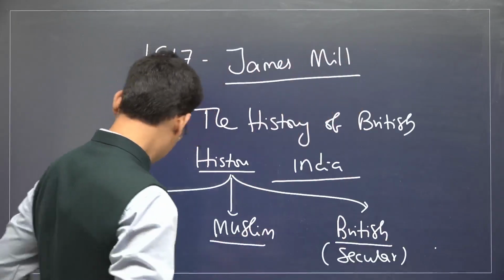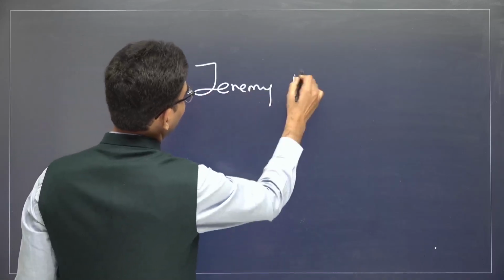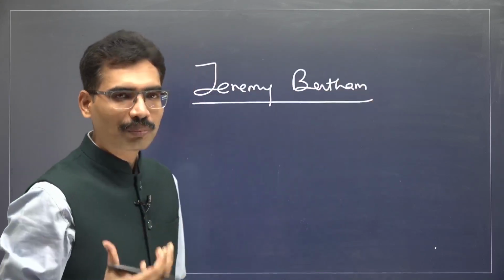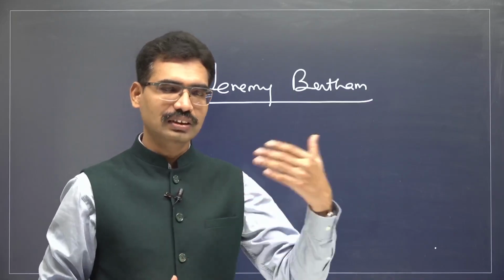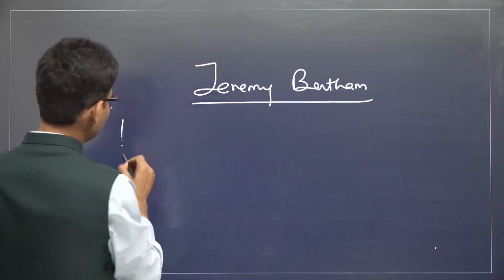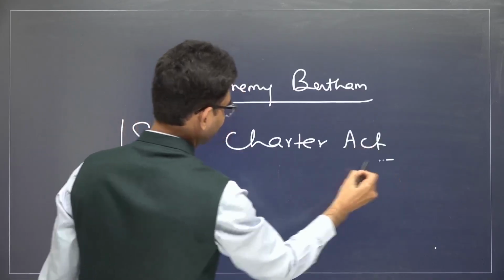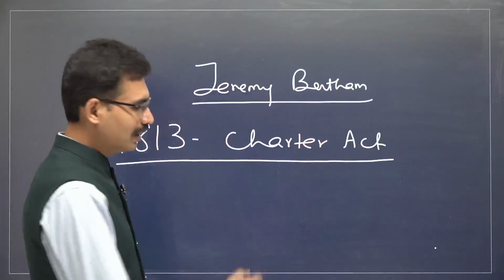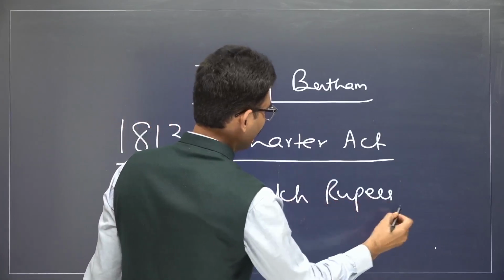When it comes to Hindu and Muslim and the secular, James Mill, remember James Mill 1817? These kinds of people emerged in English society. Jeremy Bentham, who is a very strong propounder of utilitarianism, was promoting these ideas that Western ideas must be given a chance in the conquered world. And in this kind of atmosphere only, in 1813, the Charter Act was passed.